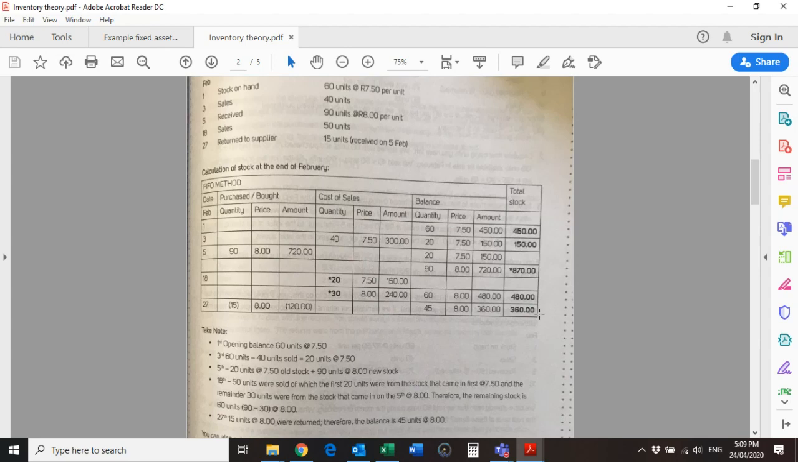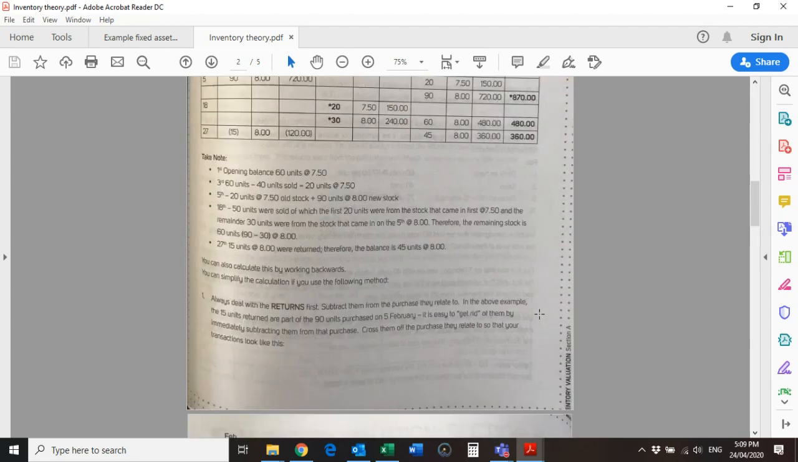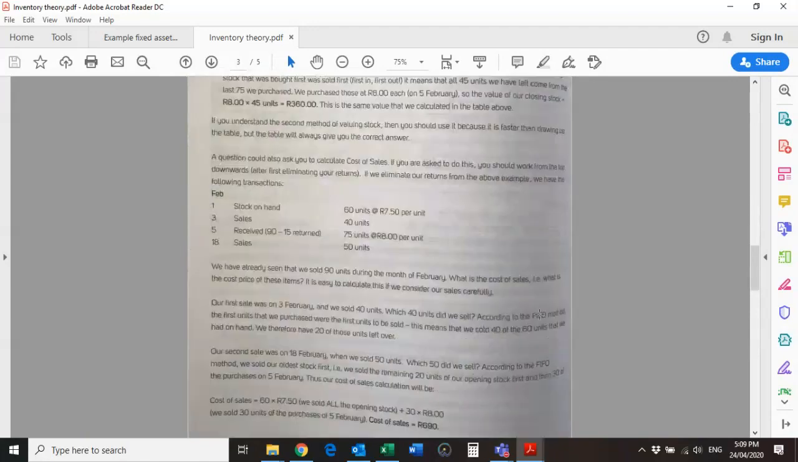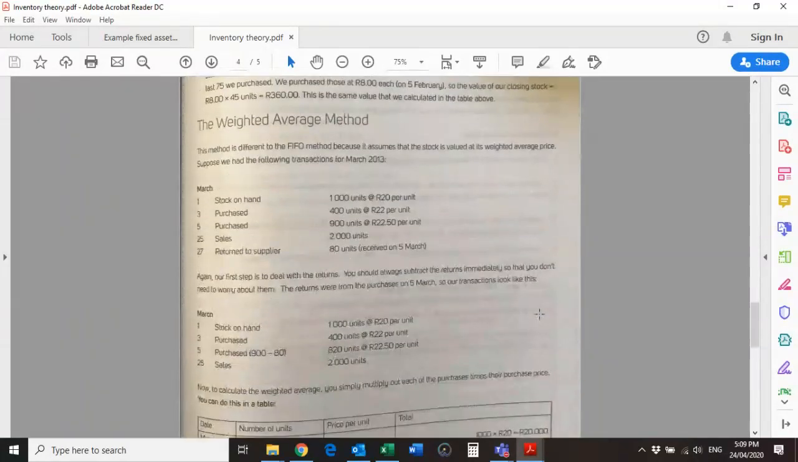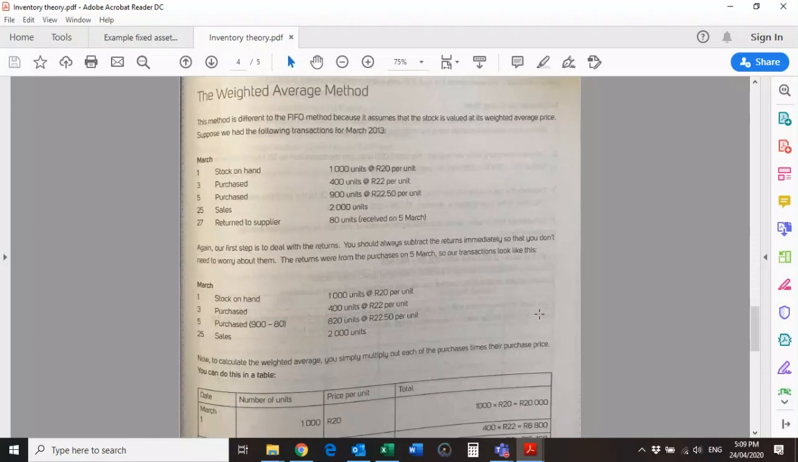When we go to our weighted average method, it's a bit harder, but I like working with this method because it's fun, it's something different, it makes sense, and it's not as much work as the first in first out method. There's a difference between the two methods in how we do our returns. I'm first going to explain the weighted average method, and then I'm going to show you how my returns differentiate between the two methods.